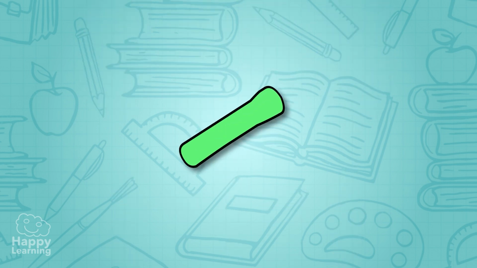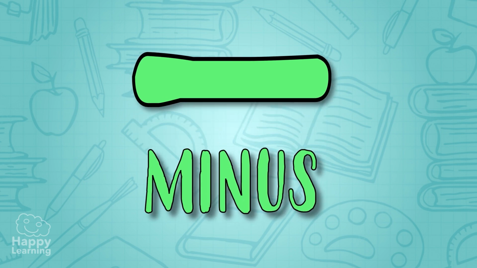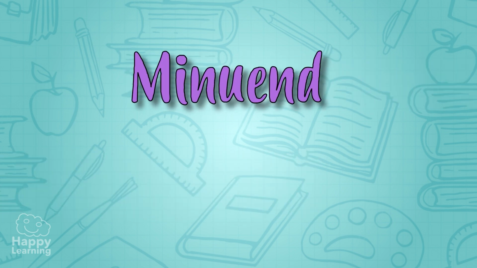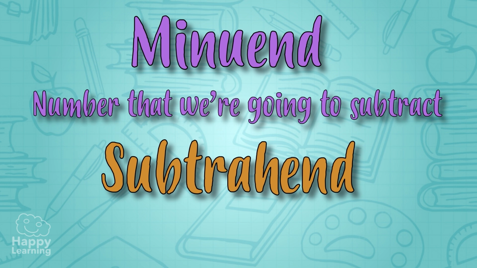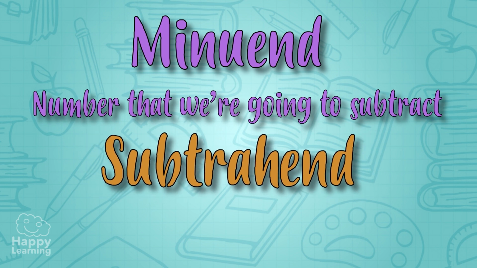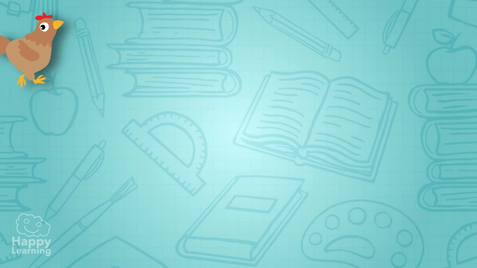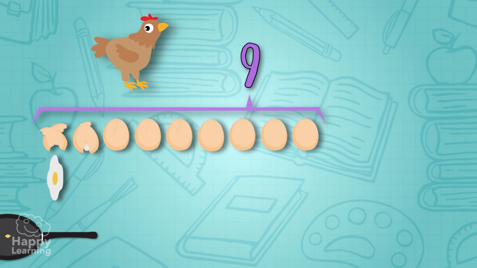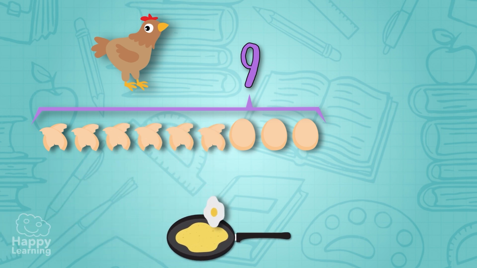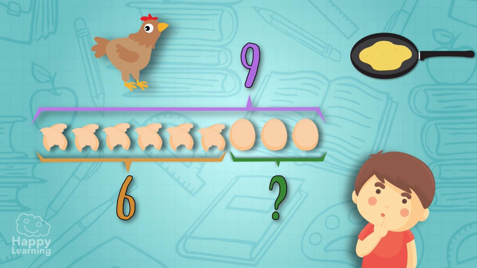A subtraction is represented by this sign, which is called minus. And each of the figures that form part of the subtraction are called minuend and subtrahend. The minuend is the number that we're going to subtract from, and the subtrahend is the quantity we're going to take away. For example, if a chicken lays 9 eggs, but we use 6 to make an omelette, how many eggs do we have left? How do we do the subtraction?